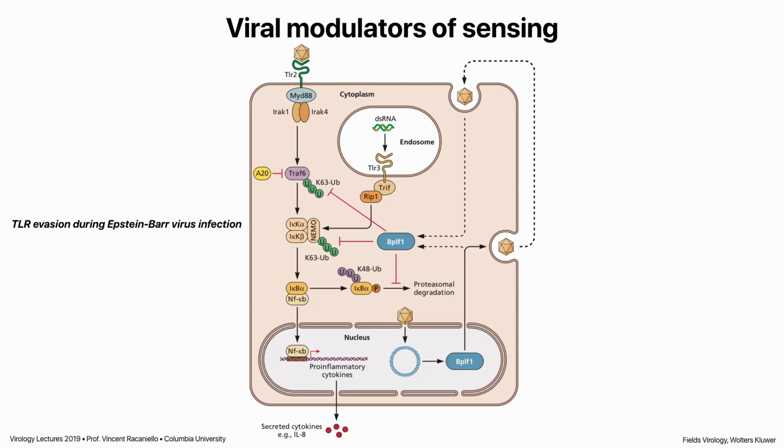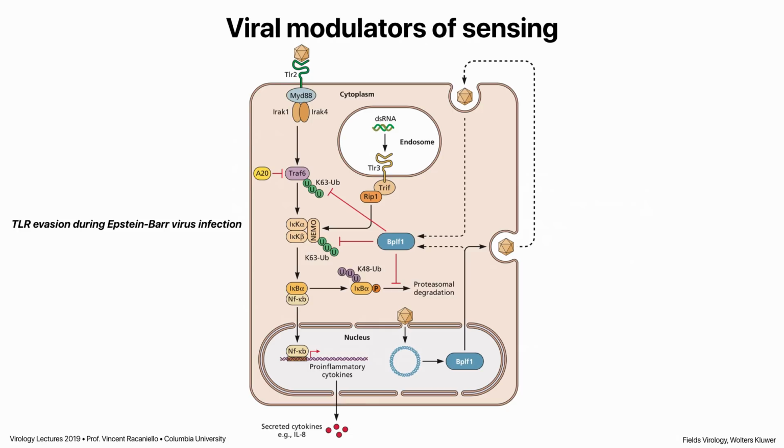And in fact, every virus has to encode some kind of antagonist of all these sensing pathways. This is just one, but I could show you a slide with all of them and it would be full of text because every pathway would be inhibited. So here is a cell infected with a herpes virus, Epstein-Barr virus, and this encodes a protein called BPLF1, which is the blue oval there, that antagonizes the detection of viral proteins by TLR2 on the cell surface.